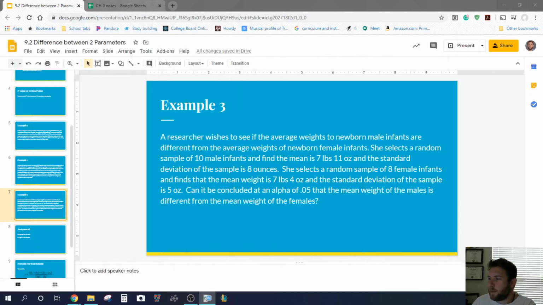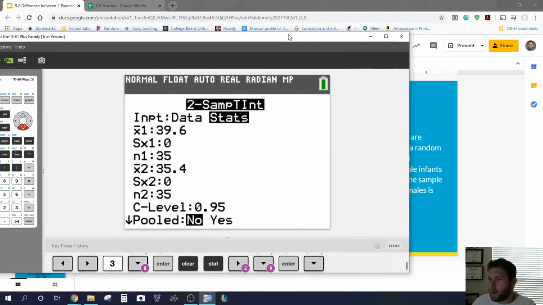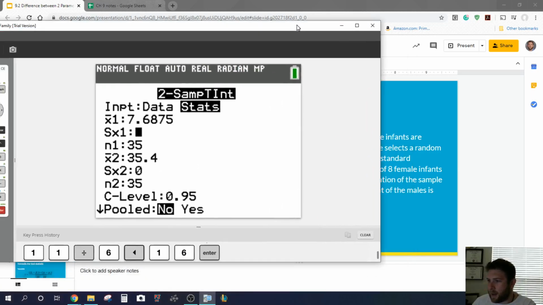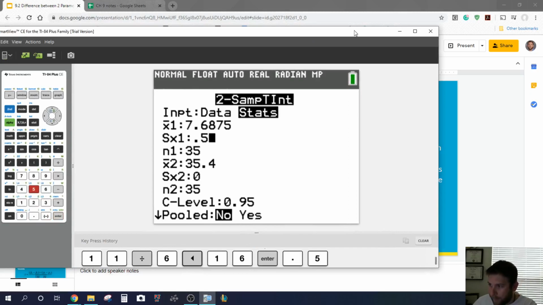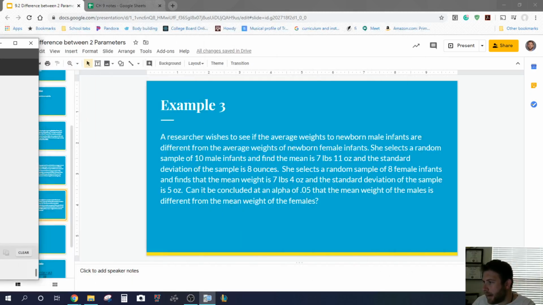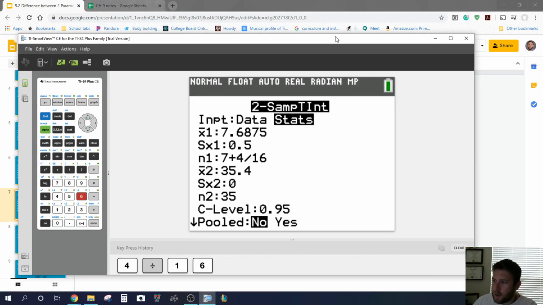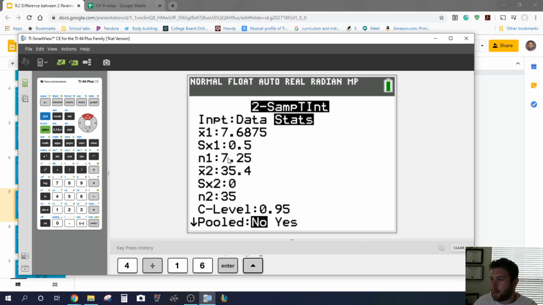Mean said 7 pounds 11 ounces. So what I'm going to do is say 7 plus 11 divided by 16, because like I said, there's 16 ounces in a pound. So that's going to be our mean. Our standard deviation was 8 ounces, which is half a pound. Our sample 2 is 7 pounds 4 ounces, so I'm going to say 7 plus 4 over 16. And then, oops, that's sample size. I'm sorry. We said there were 10 males.